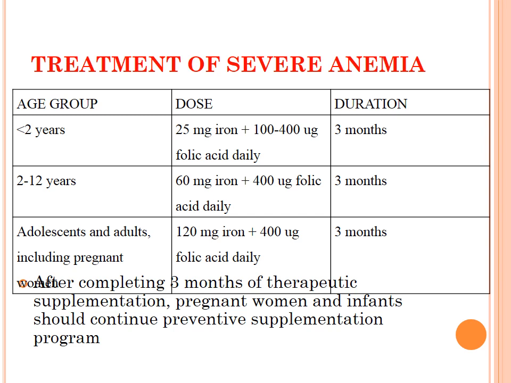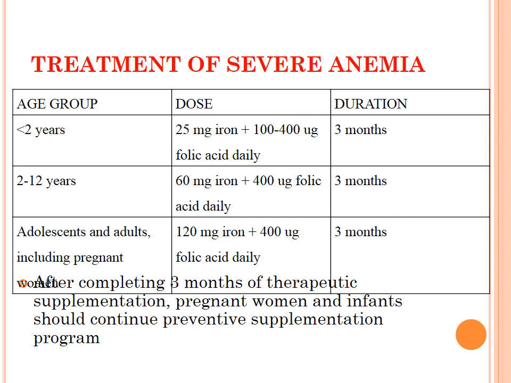Now treatment of severe anemia. For age group of greater than 2 years, the dosage is 25 milligram iron plus 100 to 400 microgram folic acid daily, and it is given for the duration of 3 months.